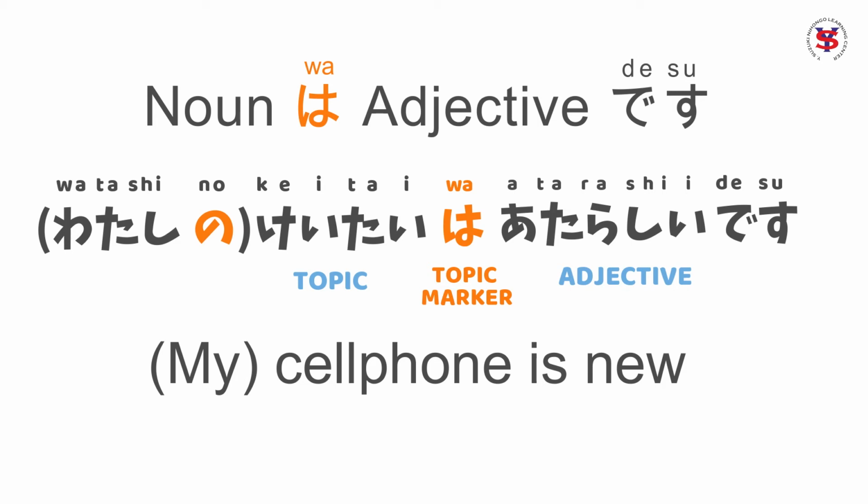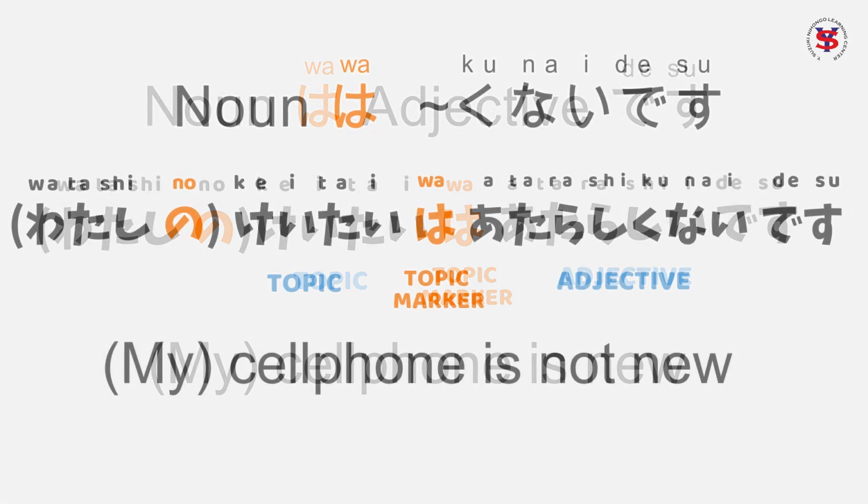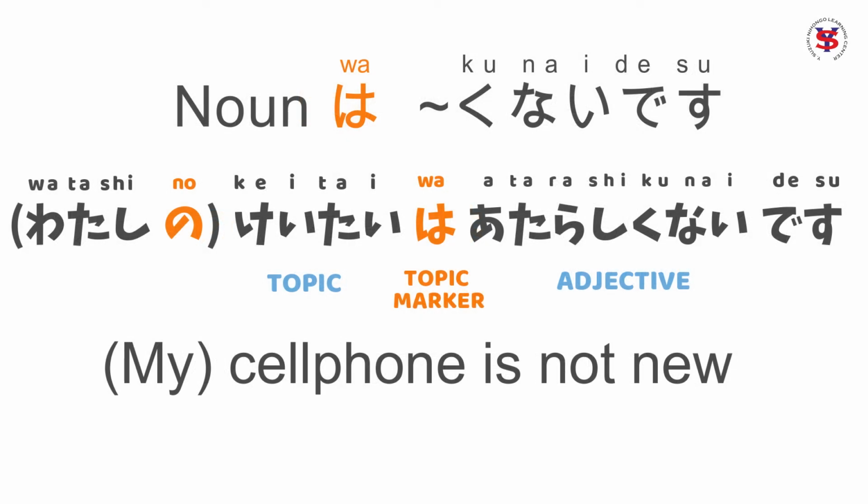So, first step here is to conjugate the sentence in the right form. Remove the i in atarashi, then add kunai. So, we have atarashi kunai, which means not new. If we complete our sentence, we have watashi no keitai wa atarashiku nai desu. Now, this means my cell phone is not new.